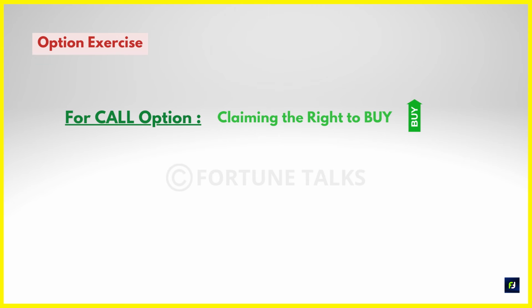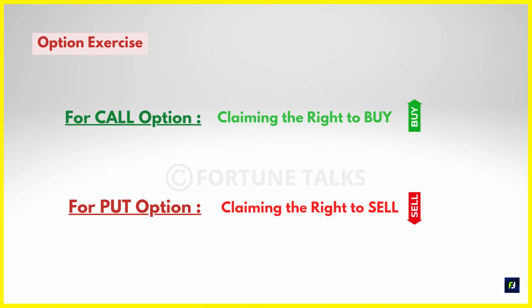If you ever hear the line exercise the option contract in the context of a call option, it simply means that the buyer is claiming the right to buy the stock at the agreed strike price. Clearly, you would do it only if the stock is trading above the strike price. On a similar note, exercising an option contract in the context of put option, it simply means that the buyer is claiming the right to sell the stock at the agreed strike price. You would only do it if the stock is trading below the strike price.